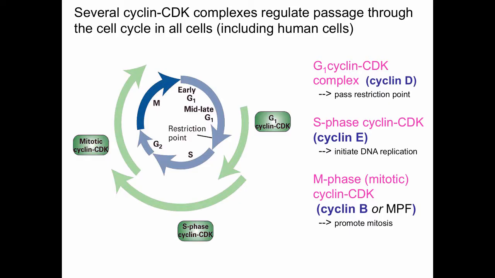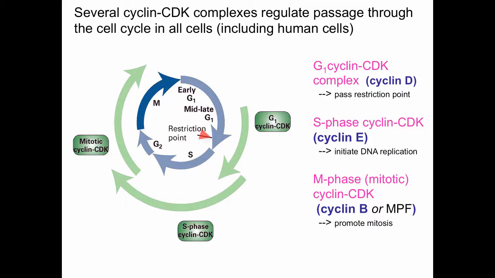We've come to understand that there are several cyclin-dependent kinases that regulate passage through the cell cycle in all cells, and this would include human cells. And this slide is a little bit of an oversimplification, but it has the main points that I would want you to worry about for our course. We can talk about a G1 cyclin-dependent kinase complex. The cyclin would be cyclin D, and that causes cells to pass a restriction point. And you might think of this, if you want, as the start of the cell cycle.